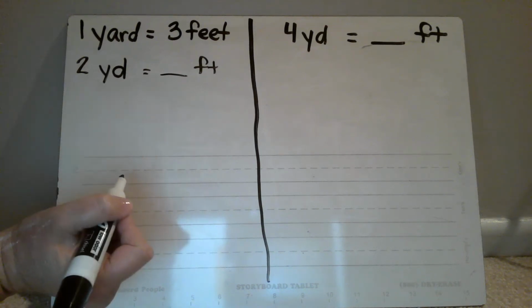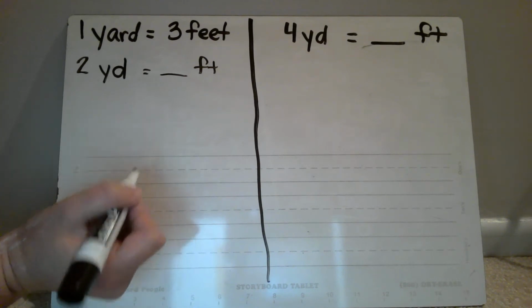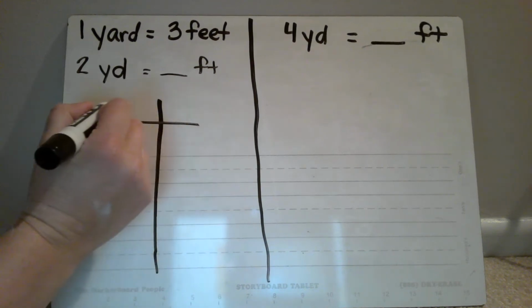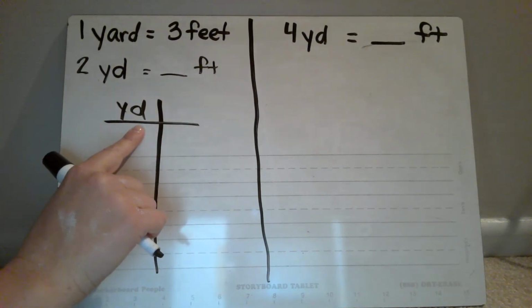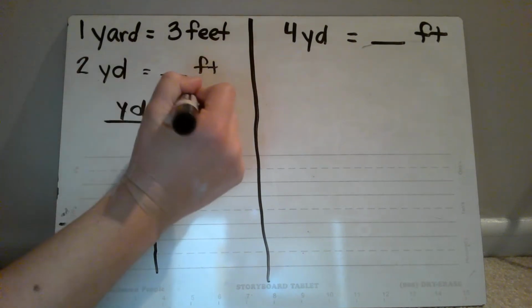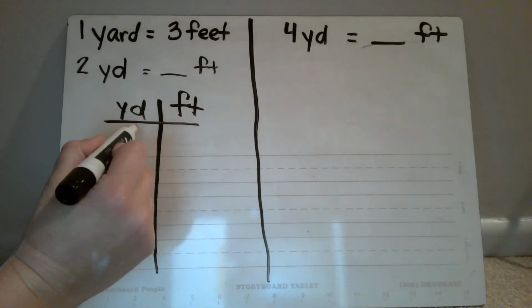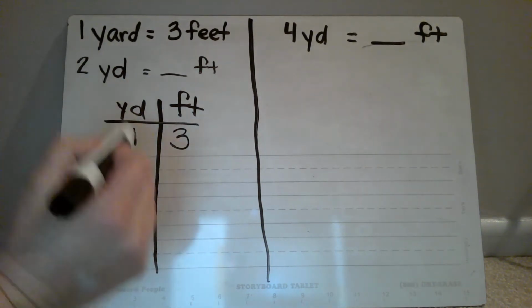The cool thing is when you're doing relationships with measurement, you can typically always use a T-chart. So I'm going to draw that again. I'm going to do yards. I put YD, that's a way to represent yards, and FT, which is a way to represent feet. We know the relationship is 1 yard is 3 feet.